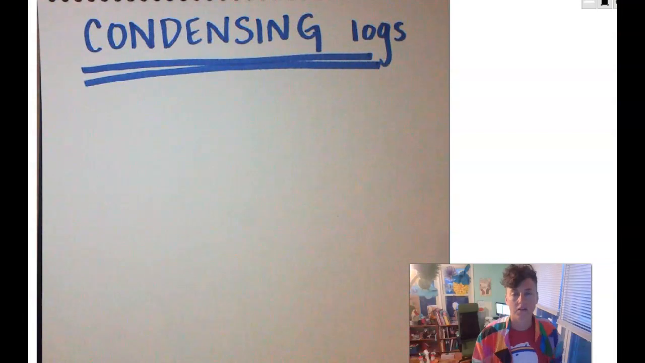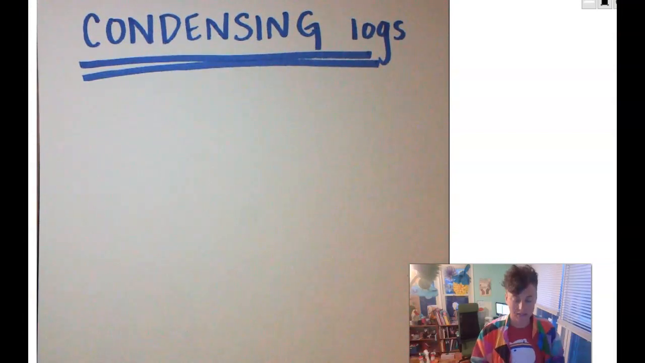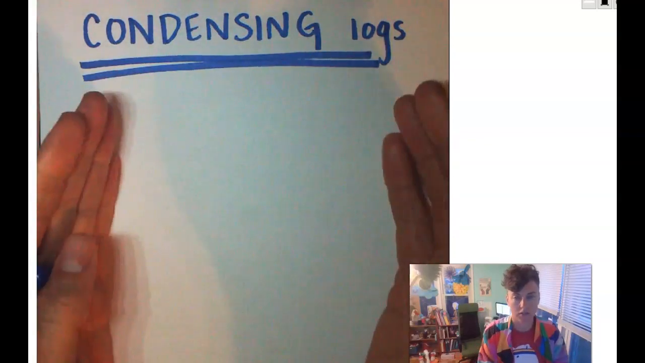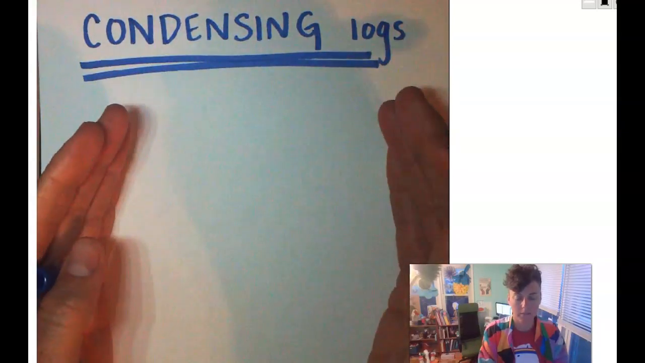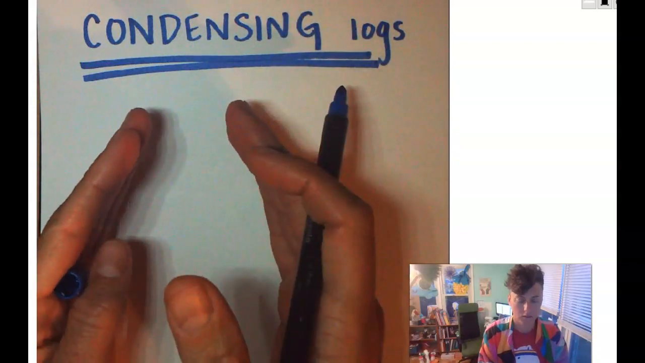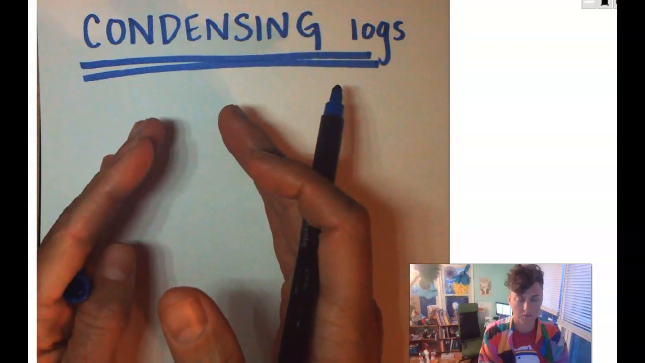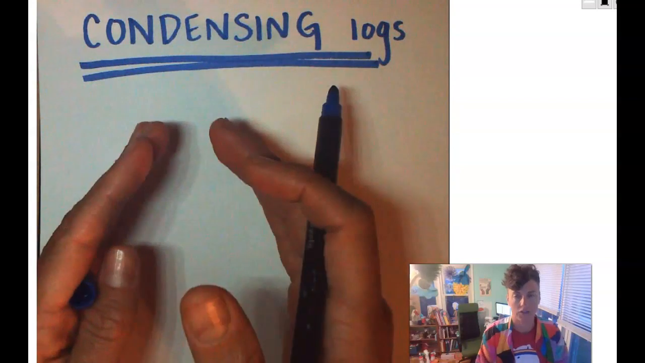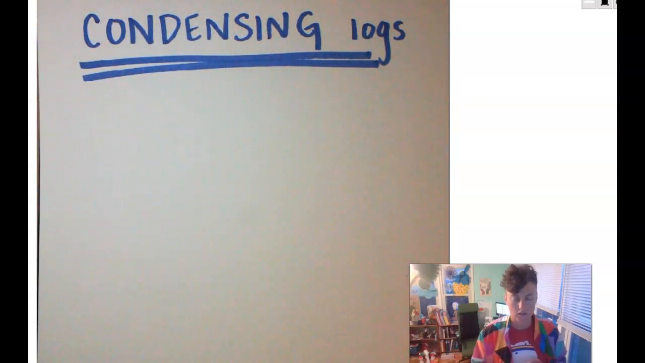What's up, scholars? Today we're going to talk about condensing logarithms, so taking long expressions of logarithms and making them smaller. We always like things that are smaller, have more information packed in them. To do that, we're going to use some properties of logarithms. There's a product property and a quotient property.